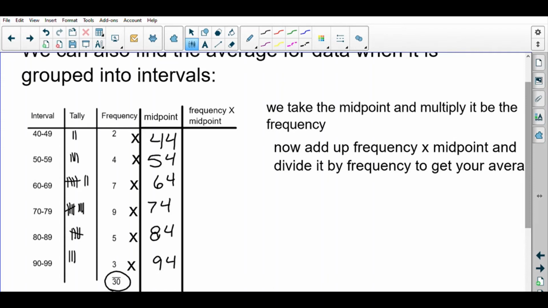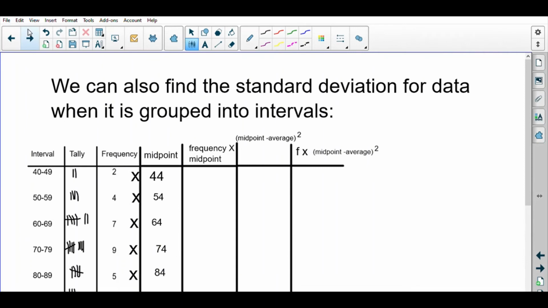Next step, we need to figure out how many exams I had within each interval. My midpoint is 44. I need to take that midpoint and multiply it by the frequency. I'm going to jump to the next page where I have my full chart. So 44 times 2 is 88. 54 times 4 is 216. Keep filling in your chart.